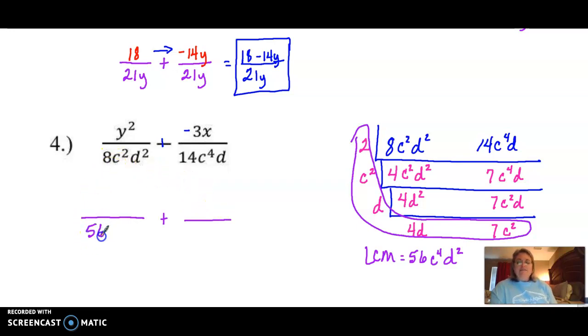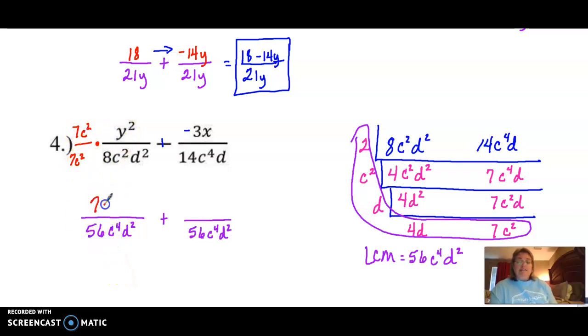So if I want to make this 56 c to the fourth d squared for both denominators, I do the exact same thing, no matter how big it gets. It's what do I have to multiply this denominator by to get this? Well, I'm going to have to multiply by 7, because 7 times 8 gives me 56. With my c's, I need 4. I've got 2, so I'm going to multiply by 2. Remember, we add the exponents. And with my d's, I've got enough. So I'm only having to multiply by 7c squared on the top and bottom.